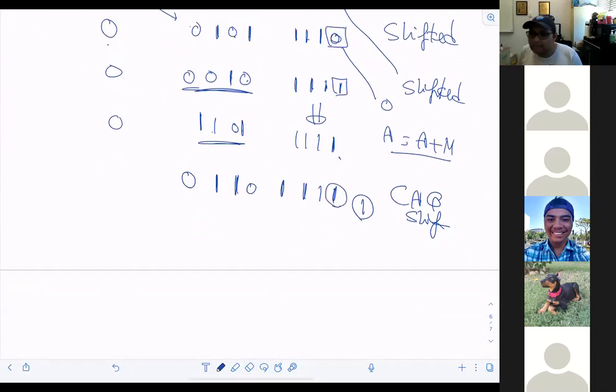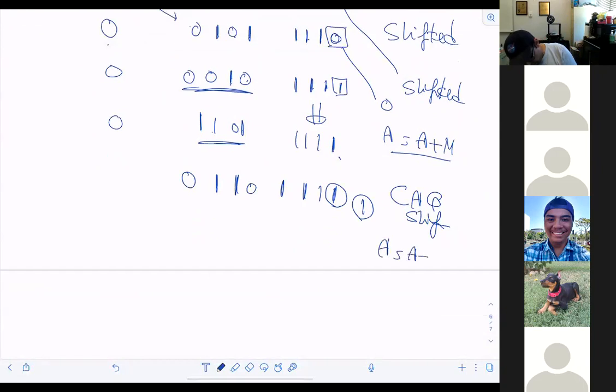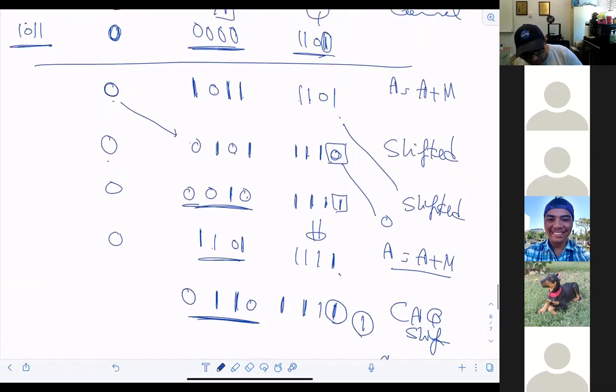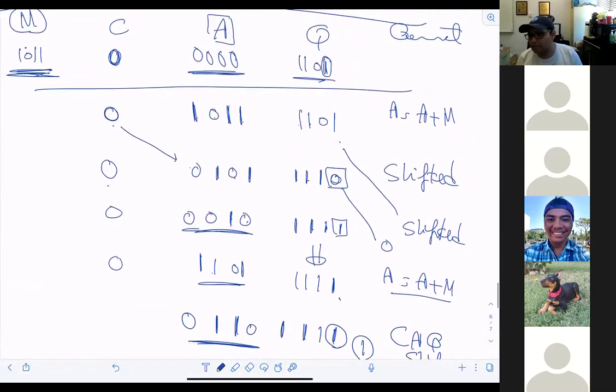Now we're going to do this process one more time. That one exists, right? So what does it mean to me? Then I'm going to add and shift, right? So A equal A plus M. So I have this is 6. 6 plus what? 6 plus 11. 6 plus 11, what will the value be?